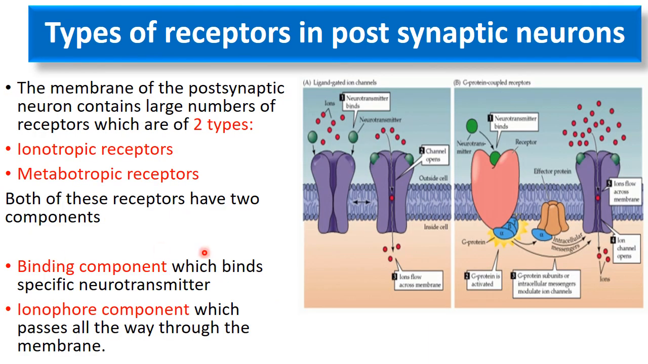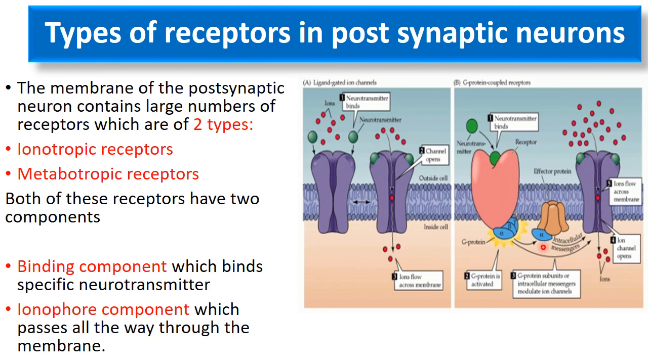Okay, now let's discuss the types of receptors which are present in the postsynaptic membrane. As I have told you, the membrane of the postsynaptic neuron has receptors on which the neurotransmitter comes and binds. So it consists of a large number of receptors, and the receptor may be of two types. Either they may be ionotropic receptors or metabotropic receptors. Ionotropic or metabotropic. Now both of these receptors have two components.